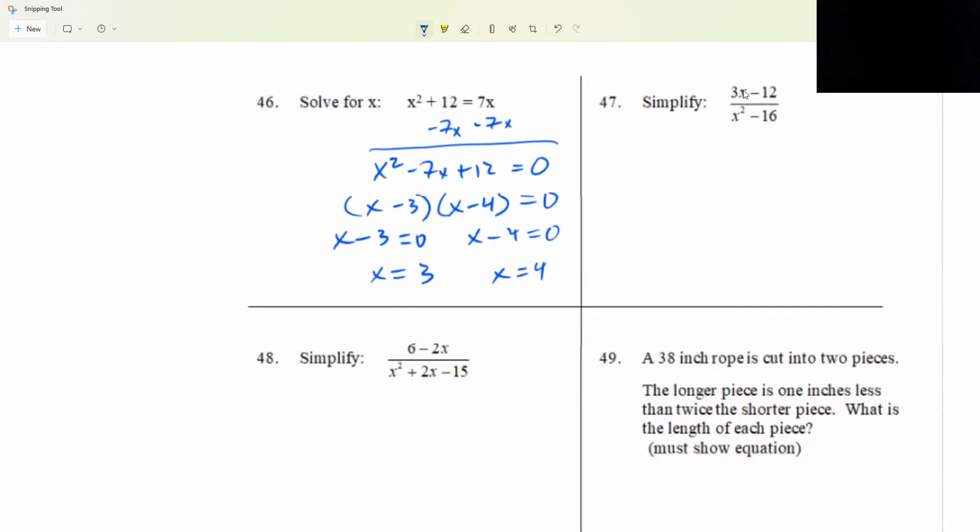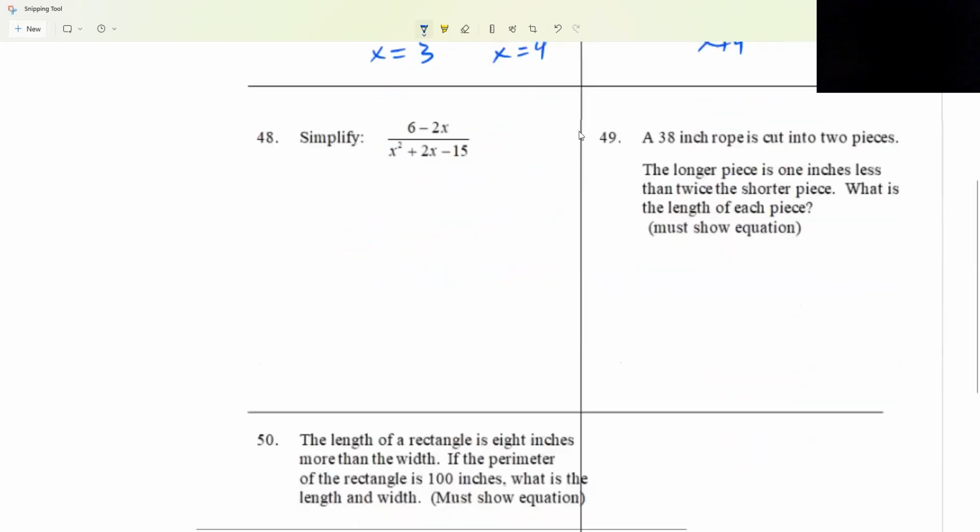47, these are just simplifying rational expressions. So factor the top, factor the bottom, and then cancel stuff. When I do that, I'm going to factor out 3. That's going to leave me with x minus 4 on the top. At the bottom, this is the difference of squares, so x plus 4, x minus 4. These two cancel. Now you've got x plus 4. You're done.